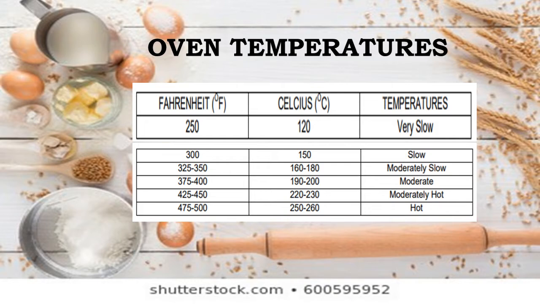For 325 to 350 degrees Fahrenheit, equivalent to 160 to 180 degrees Celsius, the temperature must be moderately slow. For 375 to 400 degrees Fahrenheit, equivalent to 190 to 200 degrees Celsius, the temperature must be moderate. For 425 to 450 degrees Fahrenheit, equivalent to 220 to 230 degrees Celsius, moderately hot. For 475 to 500 degrees Fahrenheit, equivalent to 250 to 260 degrees Celsius, the temperature must be hot.